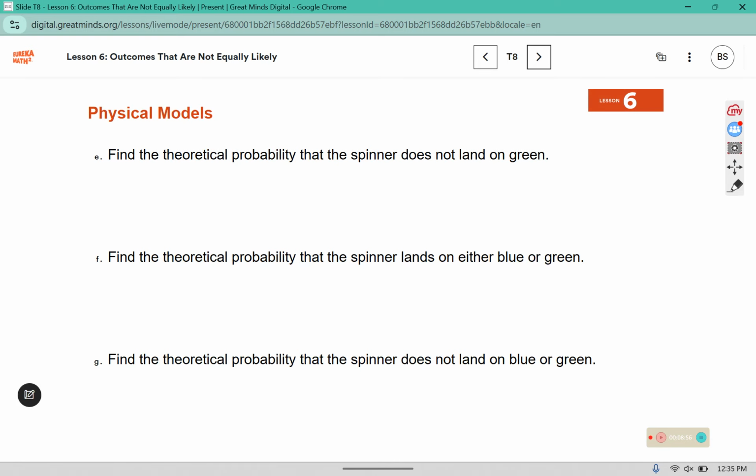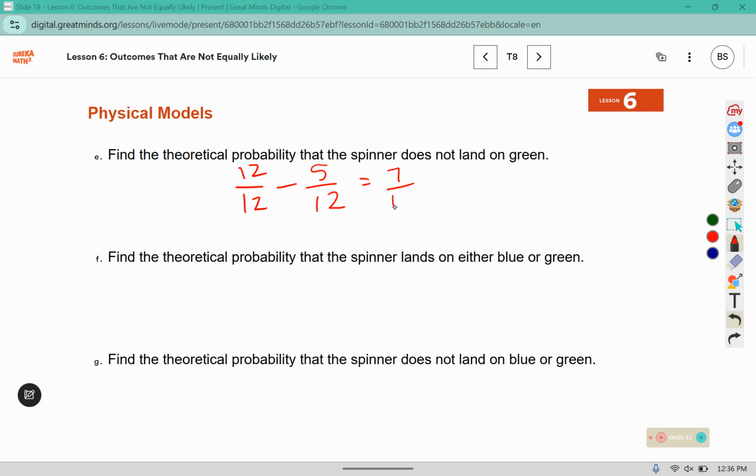Find the theoretical probability that it does not land on green. Well, the whole probability is 12 twelfths, and the probability of landing on green is 5 twelfths. 12 minus 5 is 7, so that is 7 twelfths.